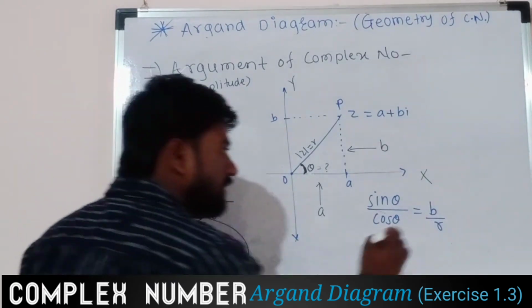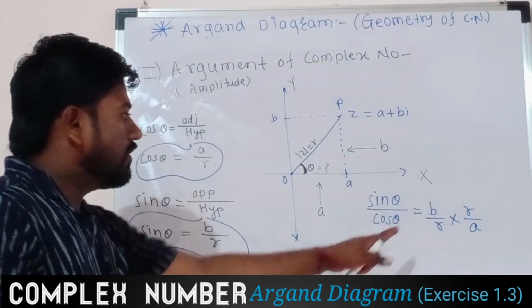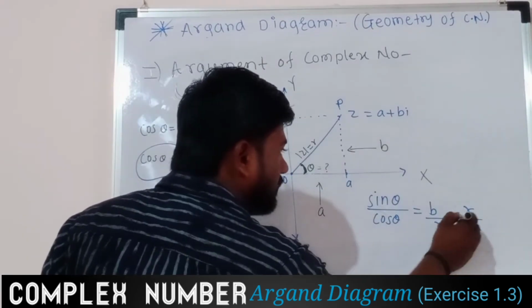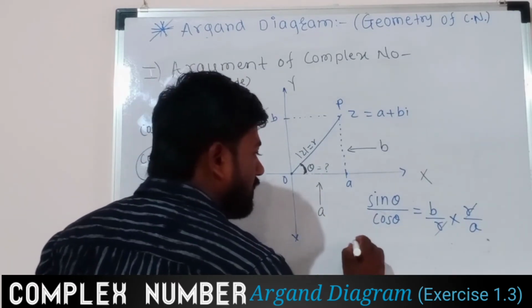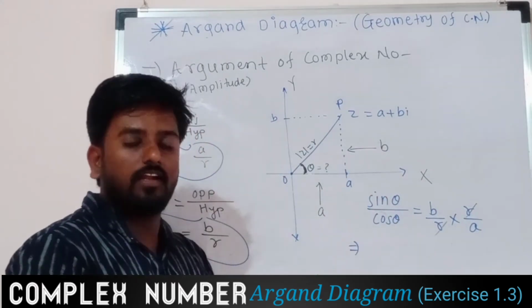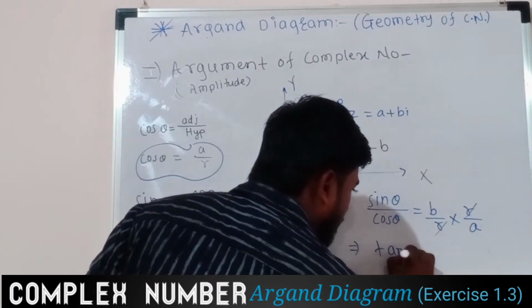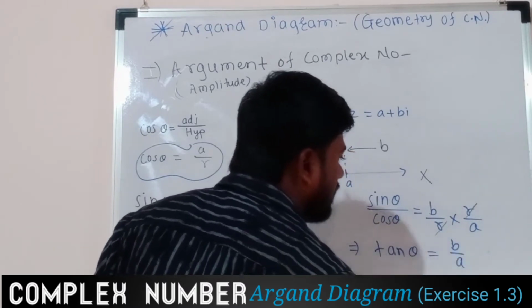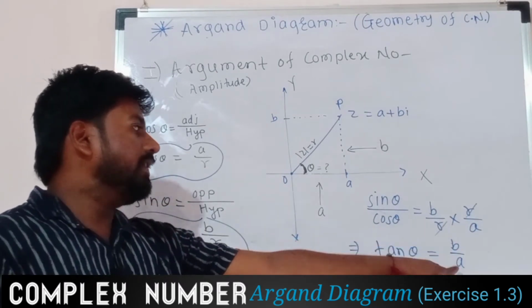So it can be written as r upon a, right? So this r and this r will get cancelled, and remaining only sin theta upon cos theta, which is nothing but tan theta. So tan theta equals b upon a, right students? So I got tan theta equals b upon a.